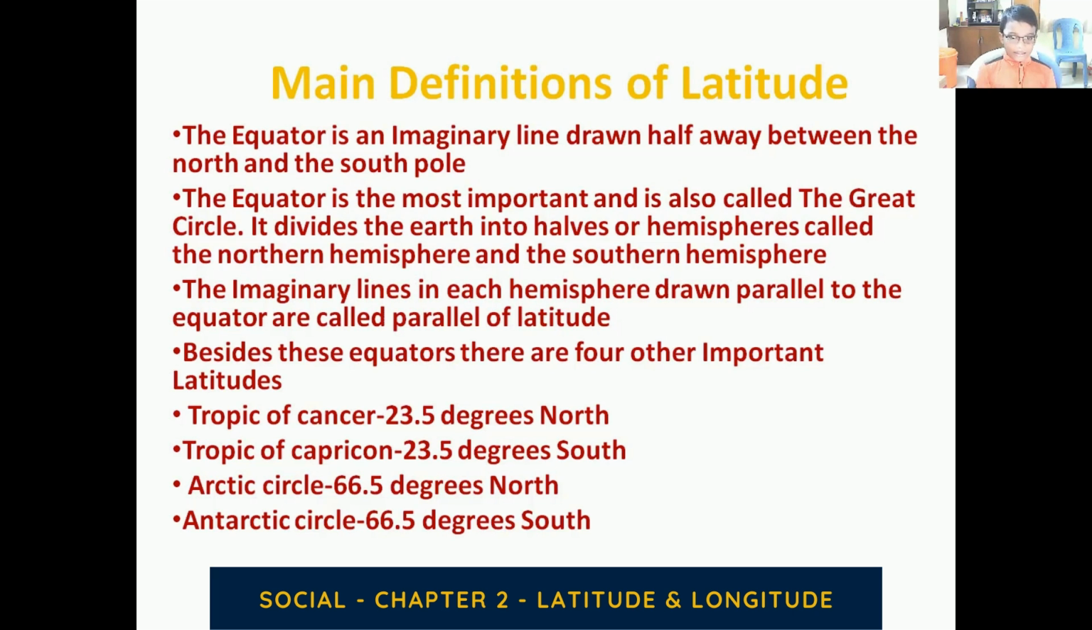Besides the equator, there are 4 other important latitudes. 1. Tropic of Cancer, 23.5 degrees north. 2. Tropic of Capricorn, 23.5 degrees south. 3. Arctic Circle, 66.5 degrees north, and 4. Antarctic Circle, 66.5 degrees south.